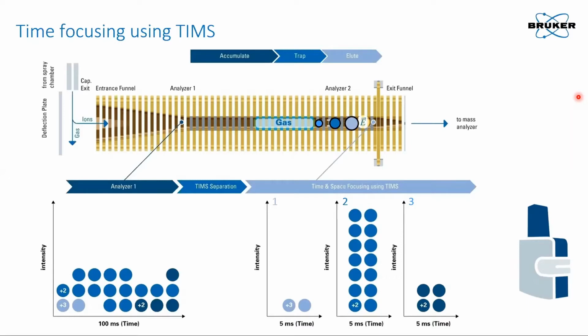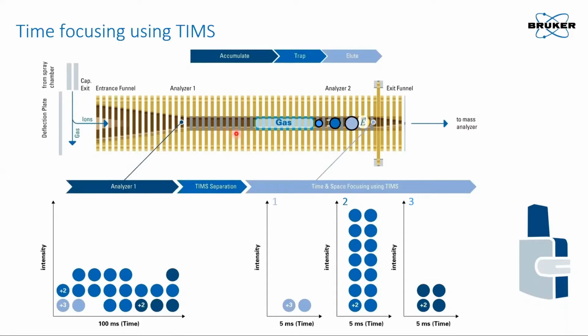Now, the timsToF Pro uses trapped ion mobility spectrometry, which is also known as TIMS, and this can be used to further characterize compounds. Now, in TIMS, we introduce ions from a capillary, and we deflect them by 90 degrees and introduce them into the TIMS funnel. They're deflected by 90 degrees, and the ions are all trapped within this section here, which is called Analyzer 1.